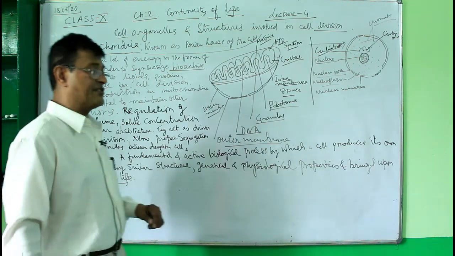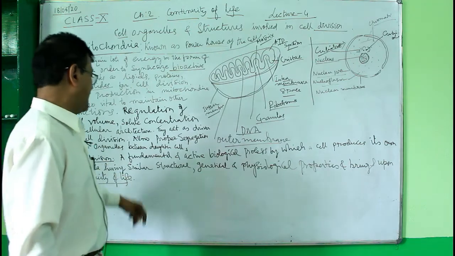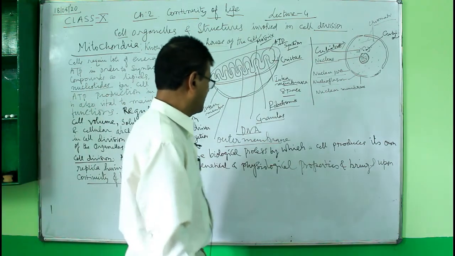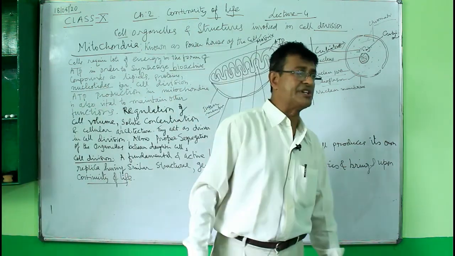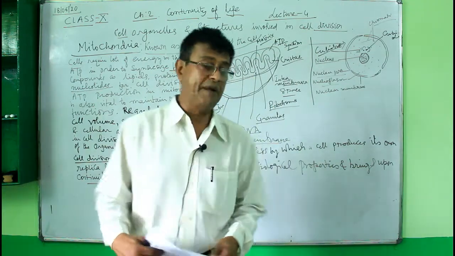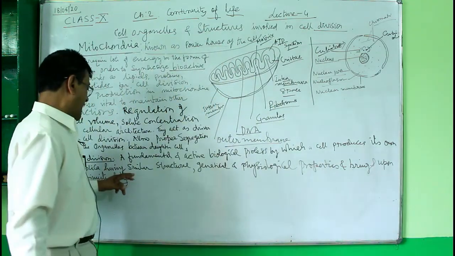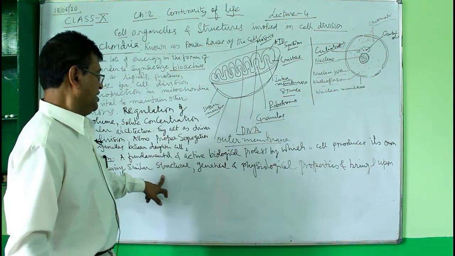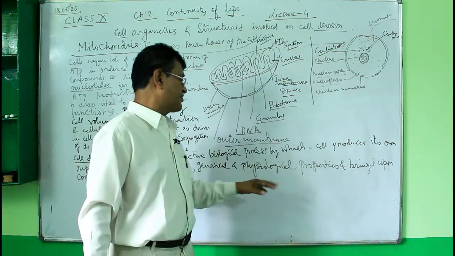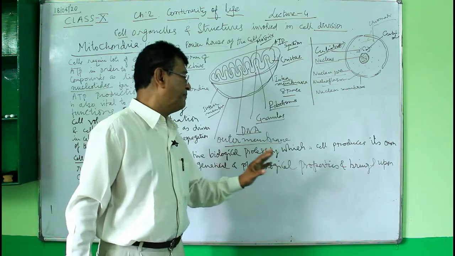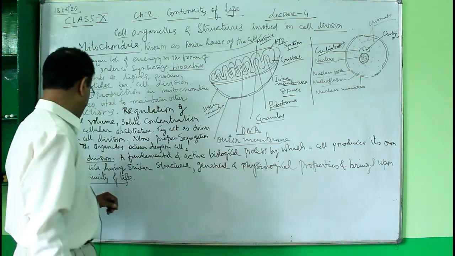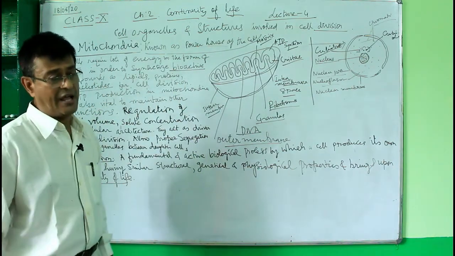And now the cell division. The cell division is a fundamental and active biological process by which a cell produces its own replica, having similar structure, genetical and physiological properties, and brings upon the continuity of life.